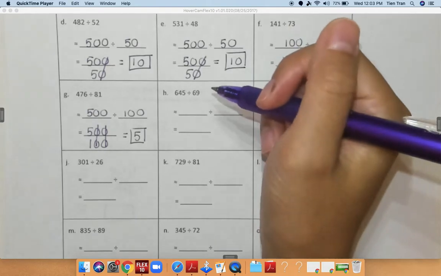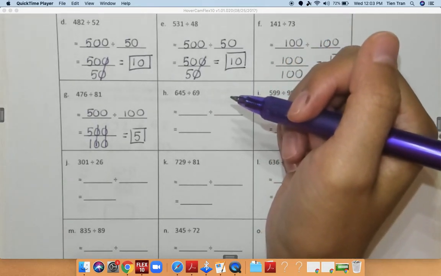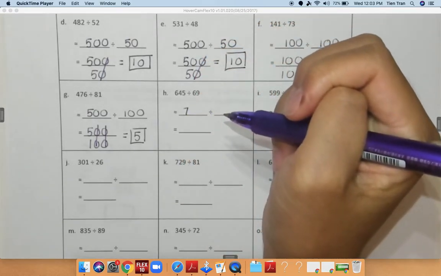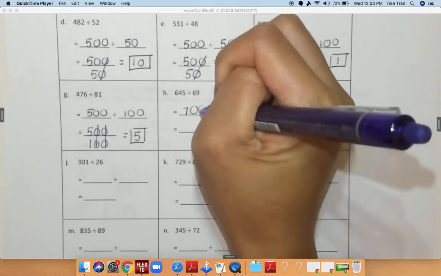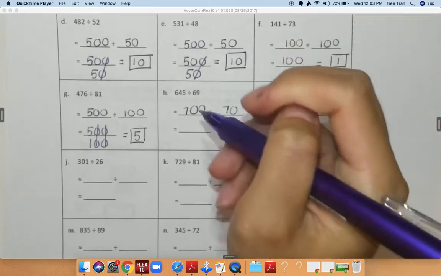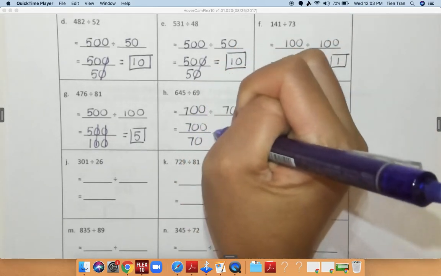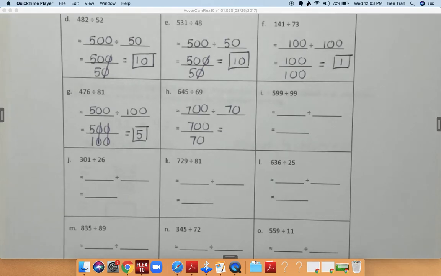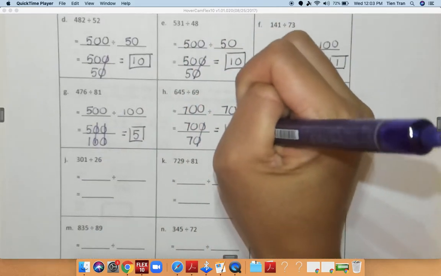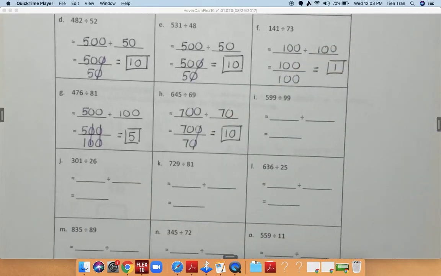So, the next problem we have here is 645. Is 645 closer to 600 or to 700? I'm going to round it to 700 because in this case, I want to use an easier number. So we have 69 can be rounded to 70. 700 divided by 70 is easier to round than if I were to have 600 divided by 70. So that's why I rounded this one to 700. Now we have 70 divided by 7. 70 divided by 7 is equal to 10. So my final answer is 10.